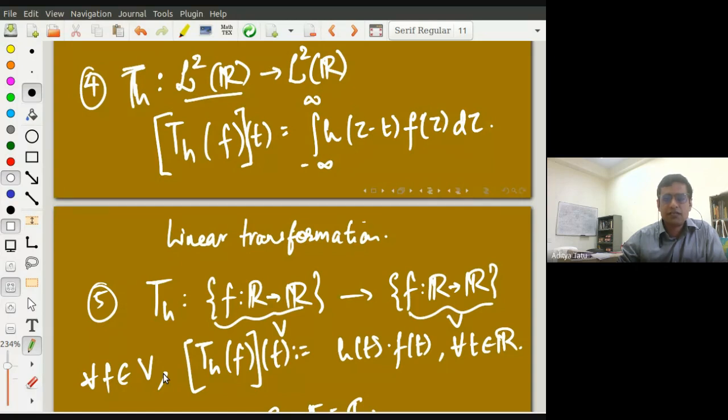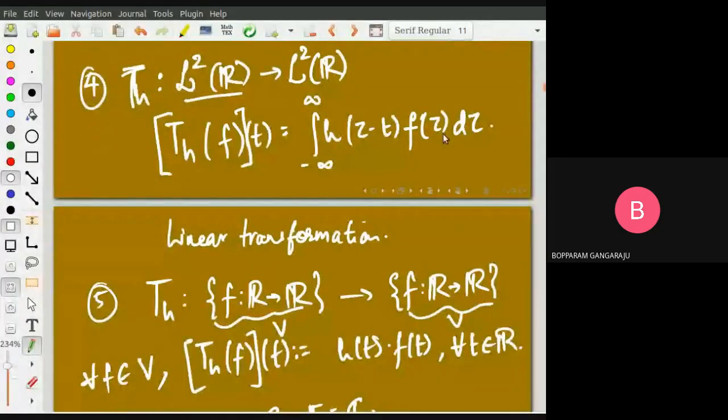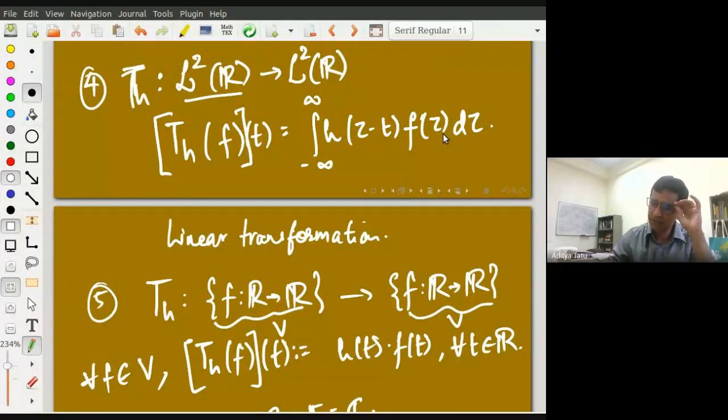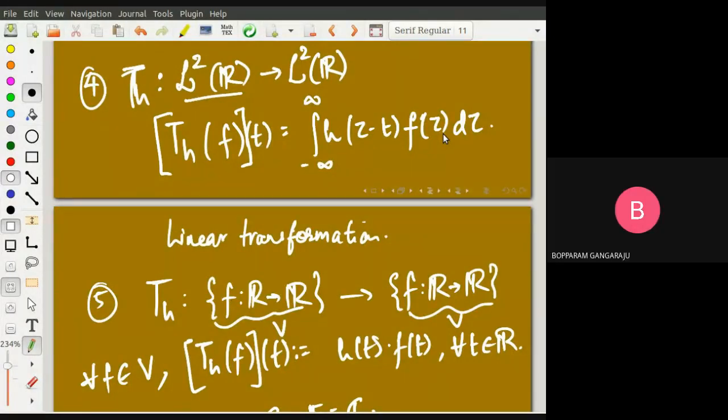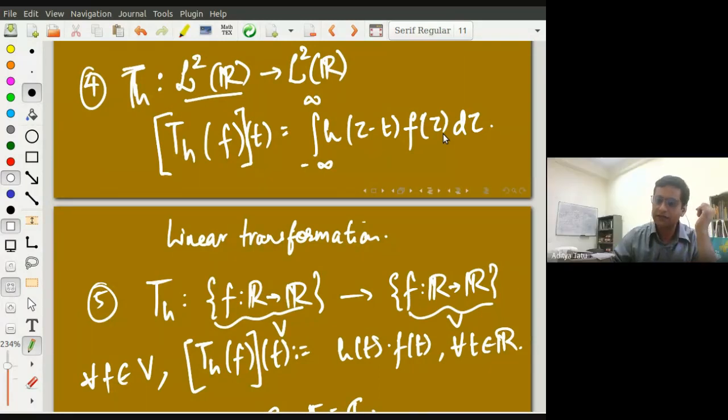Okay, the question that we are trying to answer is, we have shown that any matrix multiplication is a linear transformation. Is the converse also true? Is any linear transformation a matrix multiplication? For this case, can f of t be represented as a sequence? No, it cannot be, right?